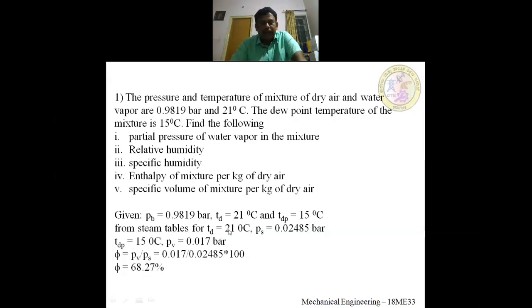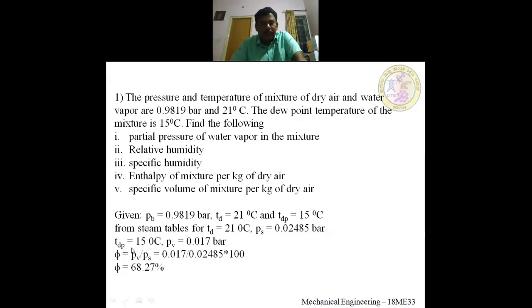Now, from the steam tables, at 21 degrees Celsius, what is the saturation pressure? That is what you have to find, PS. That will be 0.02485 bar. So you should remember here TD corresponds to PS, the saturation pressure, which you have to take.